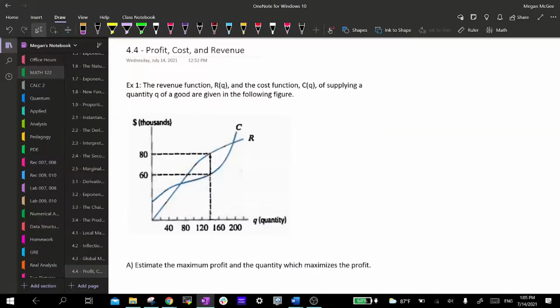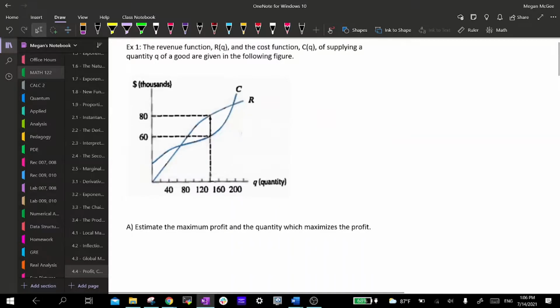Welcome to section 4.4, Profit, Cost, and Revenue. We're diving straight in today with example 1. Here we have a revenue and cost function given in this graph. And part A asks us to estimate the maximum profit and the quantity which maximizes the profit.